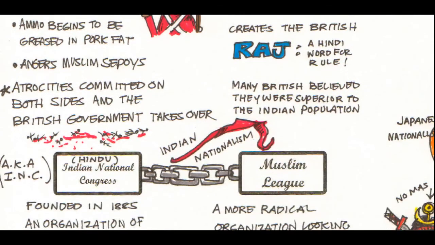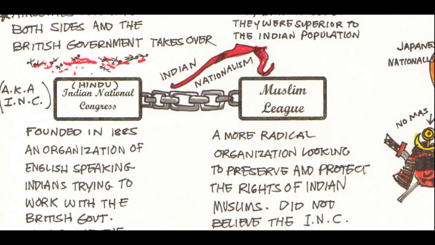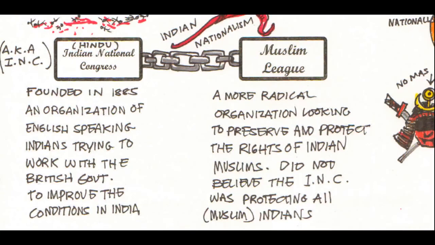Through this, Indian nationalism begins to take place, and we've already talked about nationalism, having a sense of pride in your nation. We have two different groups coming about at this time. We have the Indian National Congress, which was made up of mainly Hindu Indians, and we have the Muslim League, which was made up of mainly Muslim Indians.